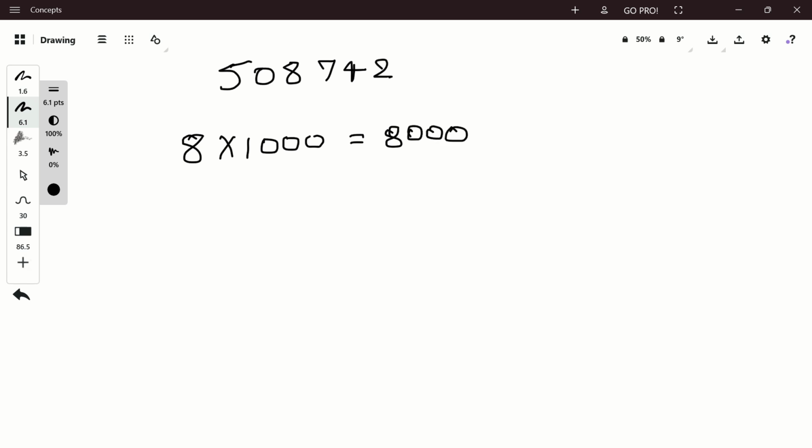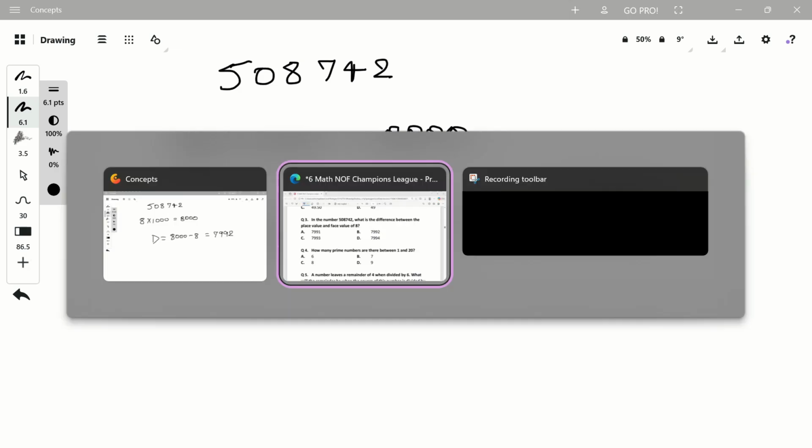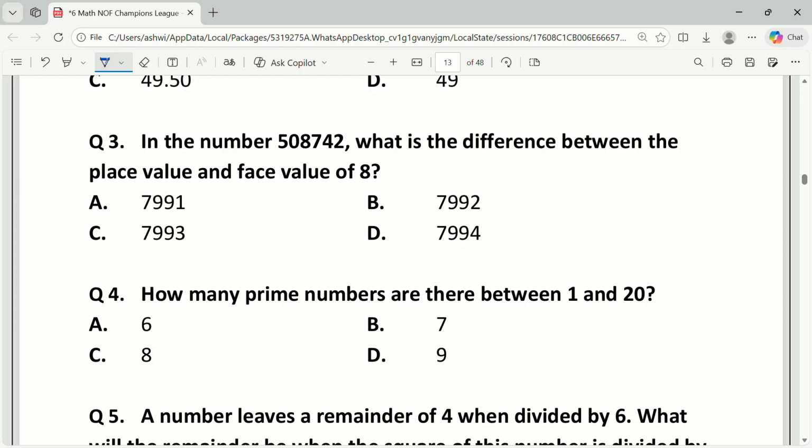The face value of any digit is the digit itself. So the face value of 8 is 8. Subtract the face value from the place value. We have difference is equal to 8000 minus 8, which is equal to 7,992. Comparing with the options, the answer is B, 7,992.